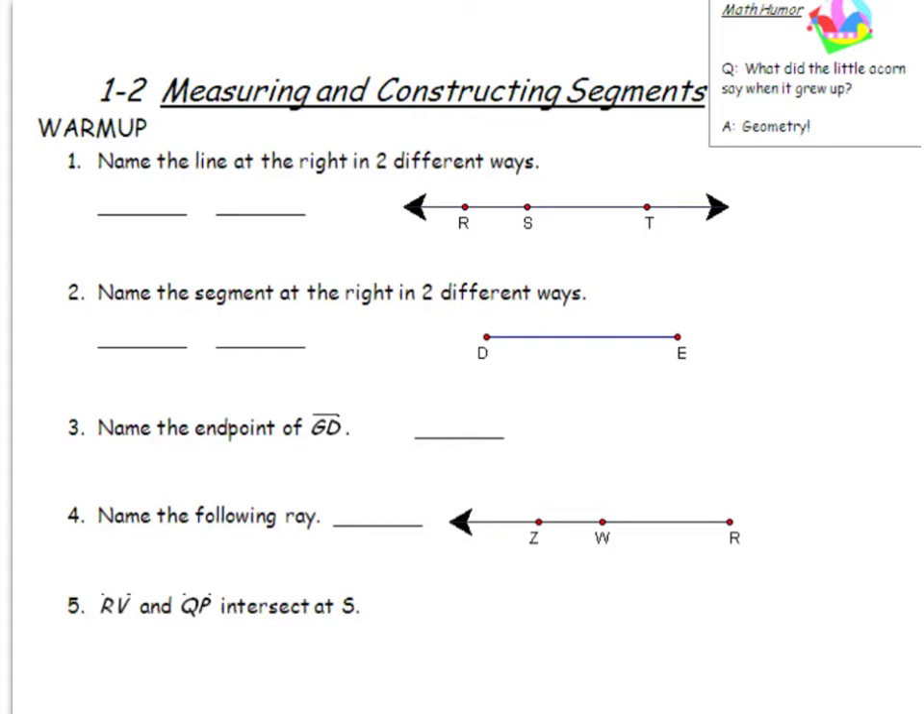First off, before we go any further, let's take a look at the math humor question. What did the little acorn say when it grew up? Answer? Gee, I'm a tree. Oh, man, that's just great. That's awesome.